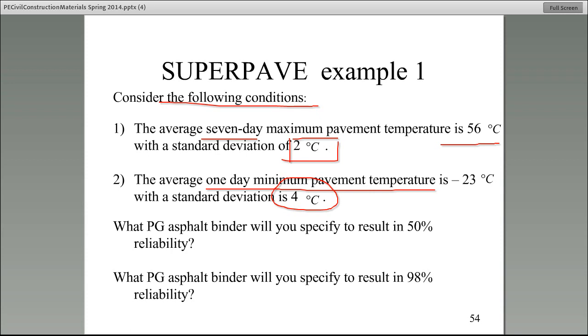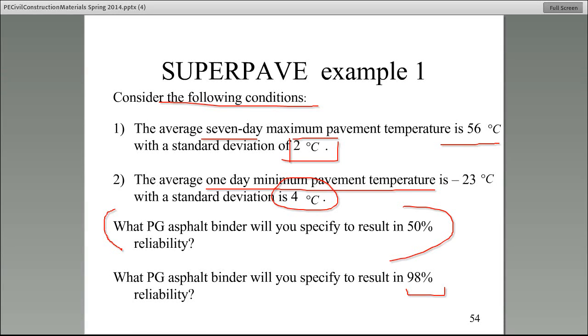This is given. What they ask you to do is this. What PG asphalt binder will you specify to result in 50% reliability? That's problem 1. And problem 2 says, what PG binder will you specify to result in 98% reliability? Guys, only these two are available. There's nothing in between. You either design for 50% or 98% reliability. Obviously, the 98% reliability will cost a whole lot more.